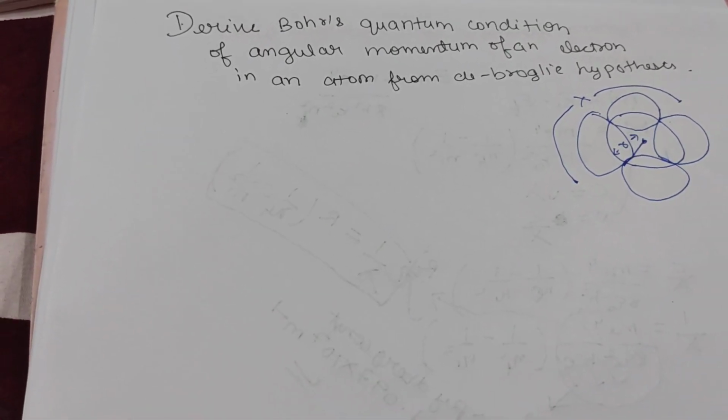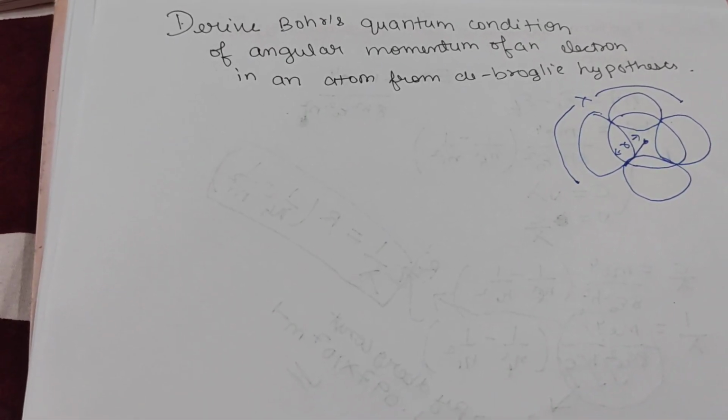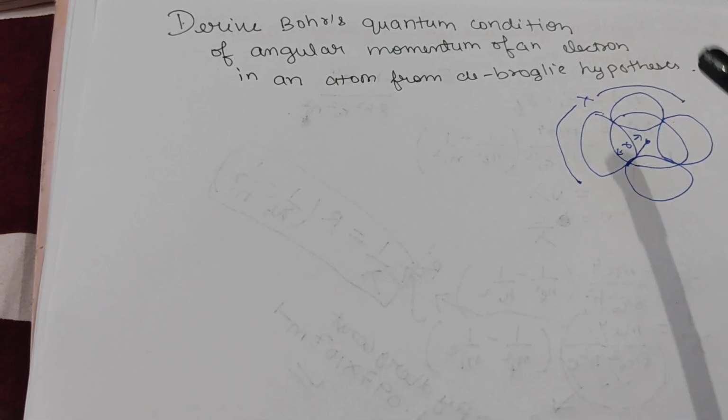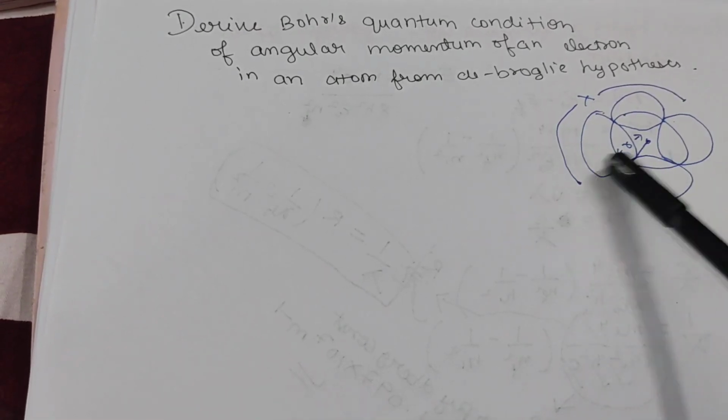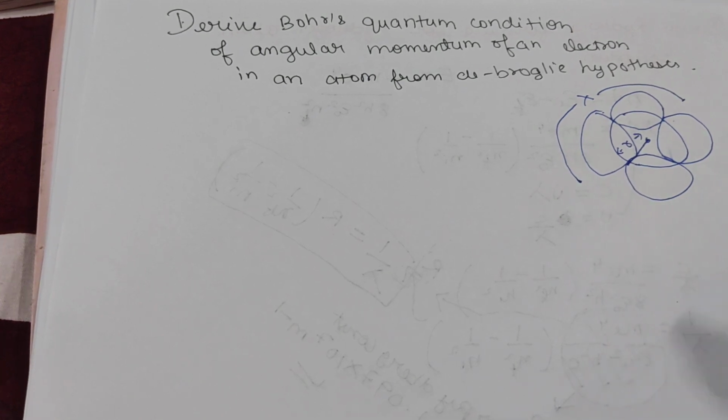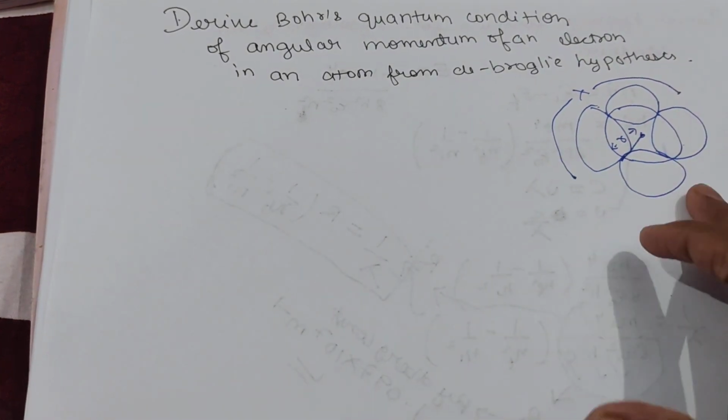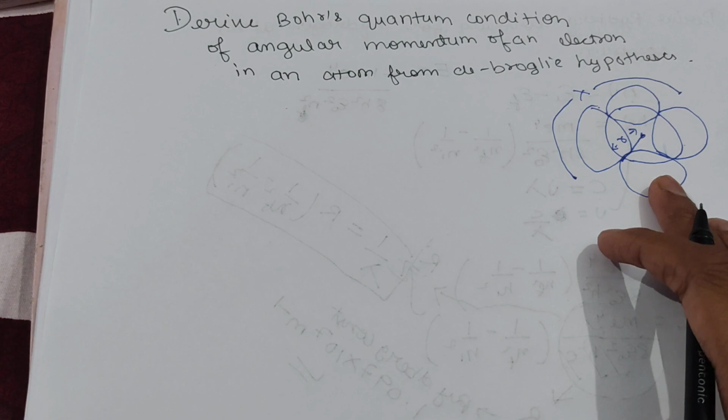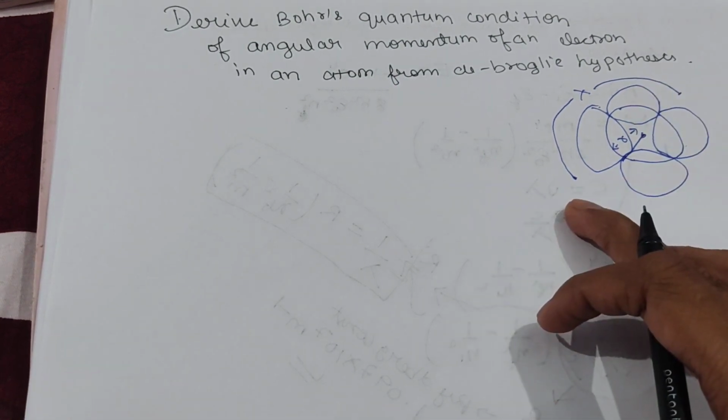Hello everyone. Today we'll find the angular momentum of an electron. Okay, so this is the lambda and this is the radius. So this is the diagram we'll use to get our angular momentum.